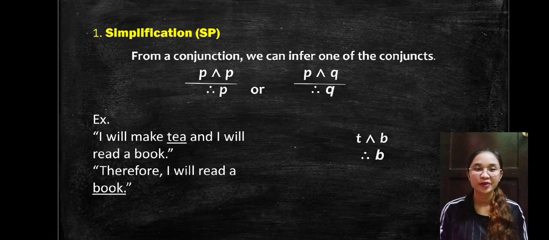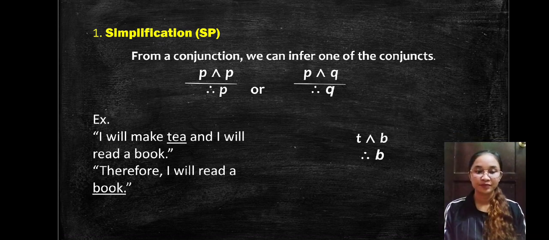Simplification. It is normally shortened as SP. From a conjunction, we can infer one of the conjuncts. So, if I have P and Q, therefore, I have P. Or, if I have P and Q, therefore, I have Q.